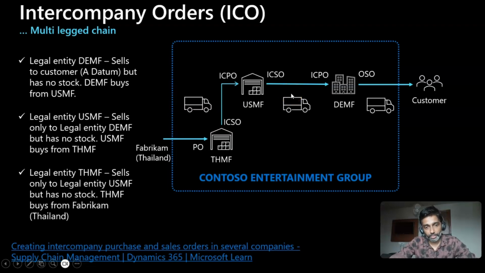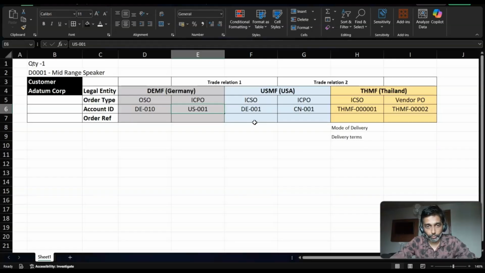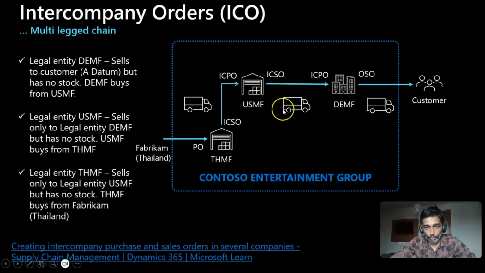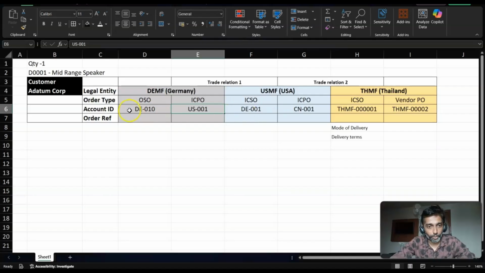I just reiterated the same functional flow because you should be absolutely clear in terms of the multi-legged order chain before executing it in the system, right? So as part of this demo, I just created a short Excel for us to understand. Whatever we have discussed in this flow chart, the same thing I have pointed out in the Excel for ease of understanding. So let me explain this Excel before getting into the D365 system.